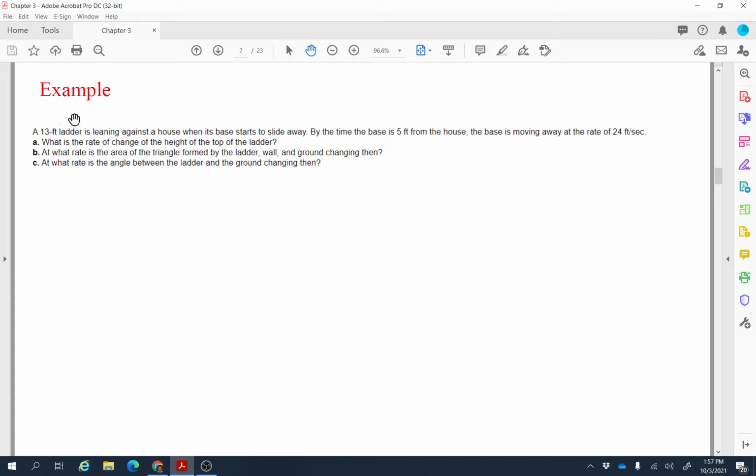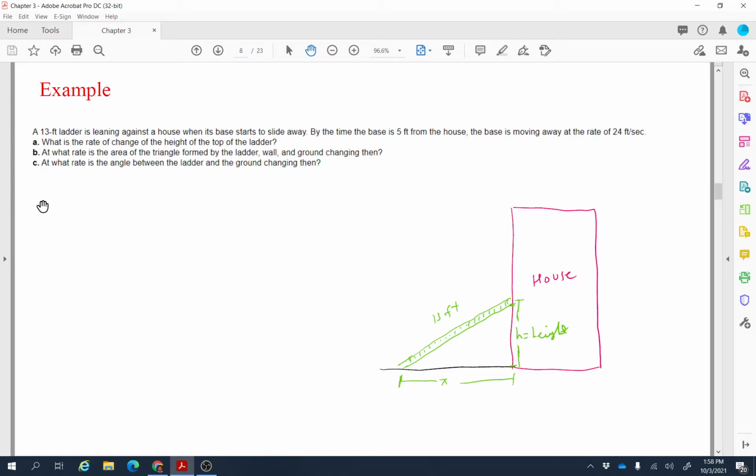A 13 feet ladder is leaning against a house when its base starts to slide away. By the time the base is 5 feet from the house, the base is moving away at the rate of 20 feet per second. And these are the three questions we have to answer. First of all, there is a house like this, and there is a ladder 13 feet long, which is standing somewhere here, and then it's sliding down.